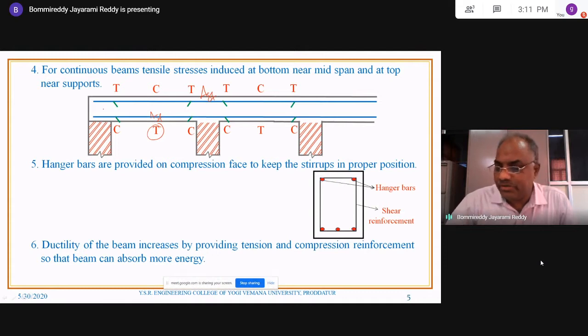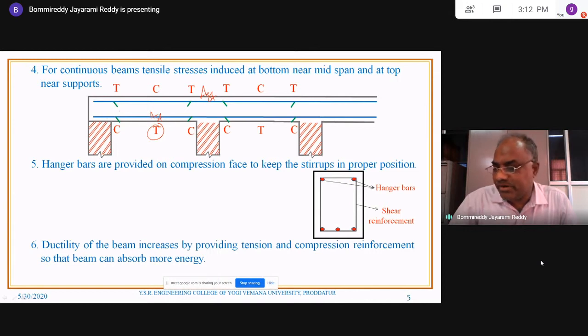So we cannot put the reinforcement in exactly required pieces: one piece at the support, another piece here, one more piece at that level. We cannot provide the pieces. That's why some of the bars are continuous throughout, either at bottom or top. At midspan, it is tension, so we provide Ast at the bottom, and near the supports, it is compression. Code also says that one third of the main reinforcement should be extended into the supports.